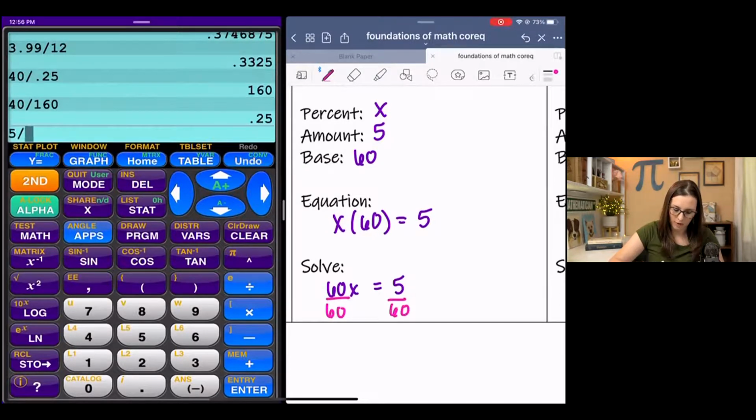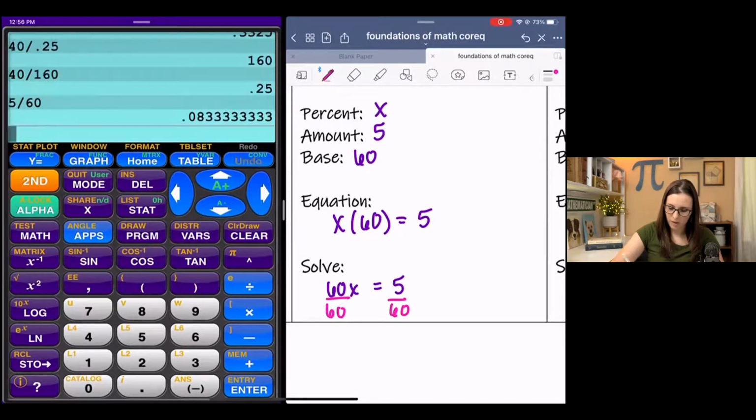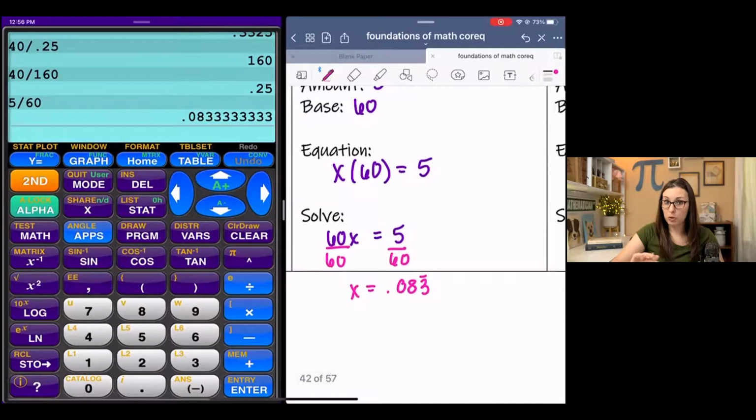So we type in 5 divided by 60, and we get 0.083 repeated, but it's asking for percent. So this is the decimal form of our percent, which means I need to convert it by multiplying by 100. Sorry, technical difficulties. There we go. That is 8.3%.